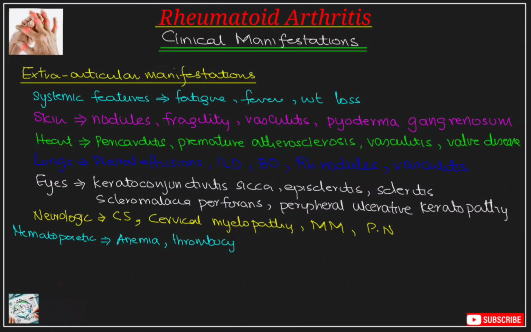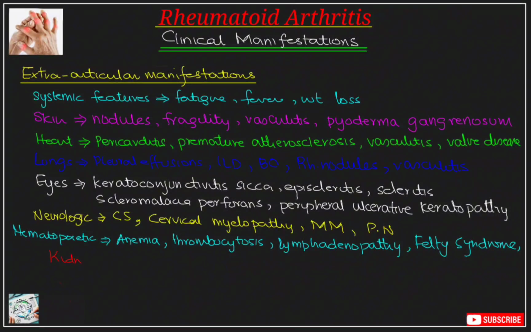Rheumatoid arthritis can also cause thrombocytosis, lymphadenopathy, and a very concerning complication called Felty syndrome, which is a triad of rheumatoid arthritis, splenomegaly, and low neutrophil count, neutropenia. This increases the risk of recurrent infections and even blood cancers like leukemia.